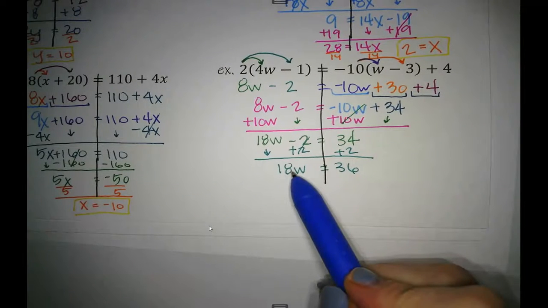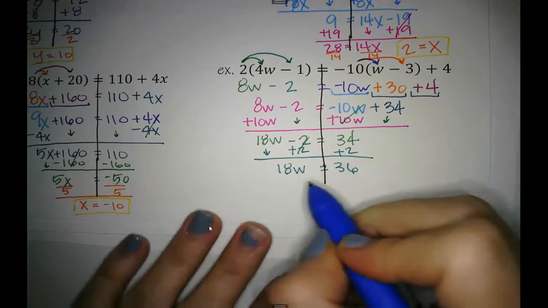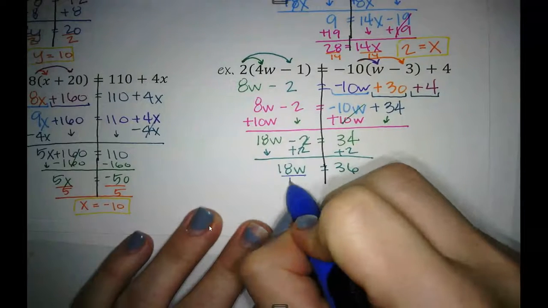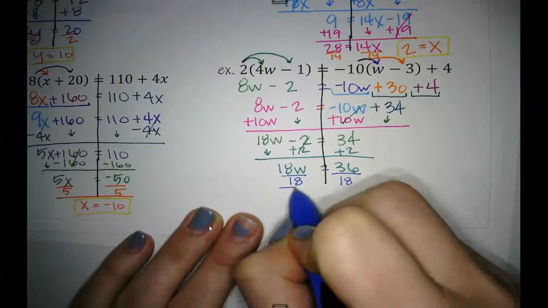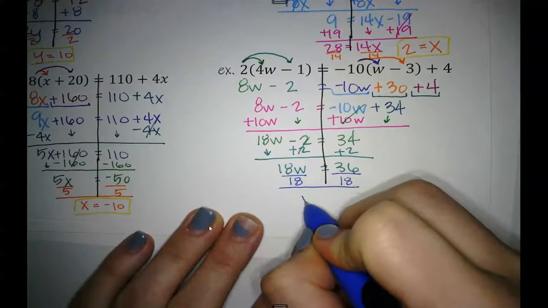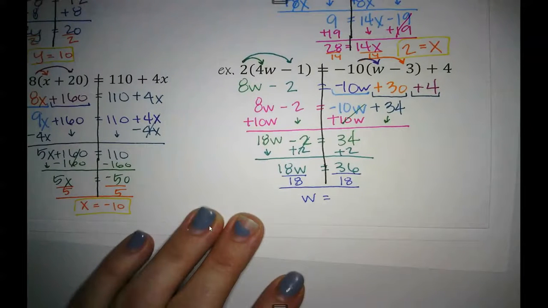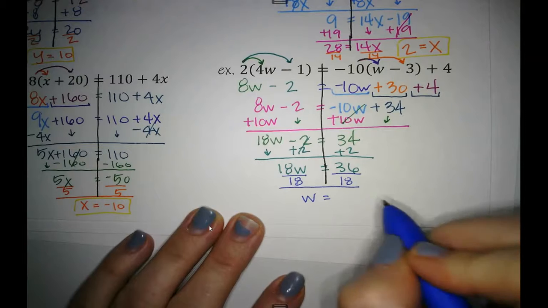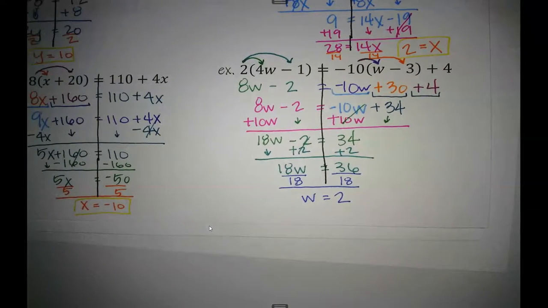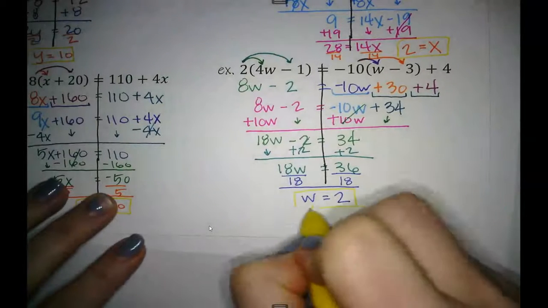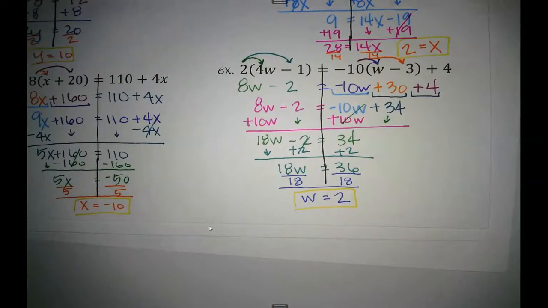Now we can handle the 18 in front of the w. It's being multiplied. Opposite is division. So I'm going to divide both sides by 18. 18 divided by 18 just leaves me with that w. 36 divided by 18 gives me 2. So in order for this equation to be true, w has to be 2.